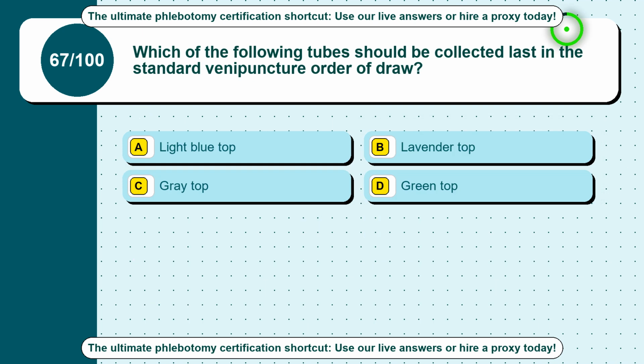Question 67. Which of the following tubes should be collected last in the standard venipuncture order of draw? Option A. Light blue top. Option B. Lavender top. Option C. Gray top. Option D. Green top.